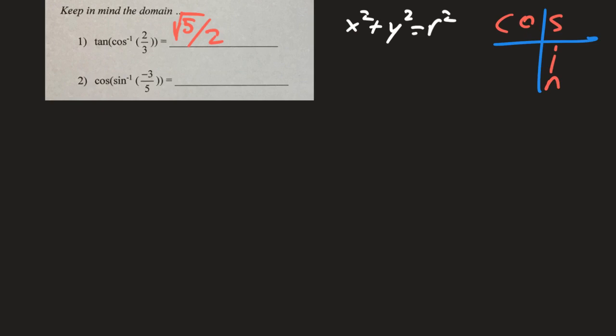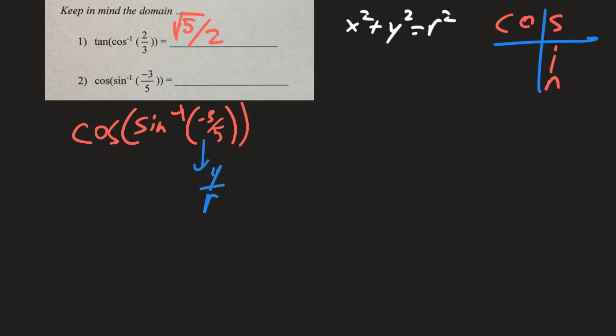All right, so let's go ahead and take a look at the next one as well now. So this time we're given cosine of sine inverse -3 over 5. Okay, so for this problem, let's start out by saying the sine is going to be equal to y over r, and I have it negative this time. So I'm going to say that y is -3 and my r value is 5.